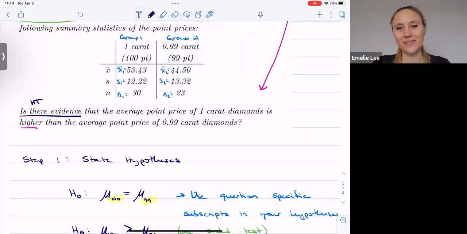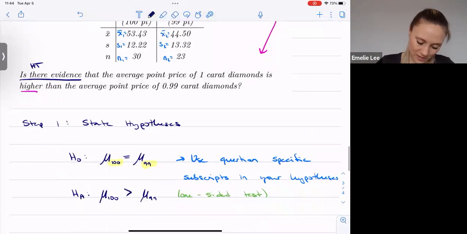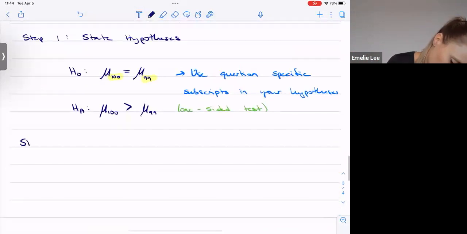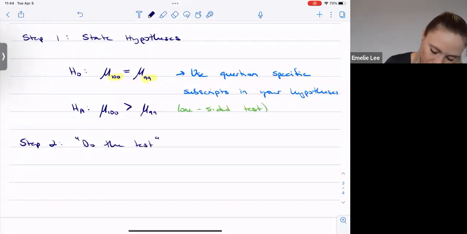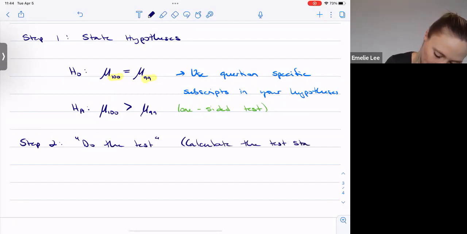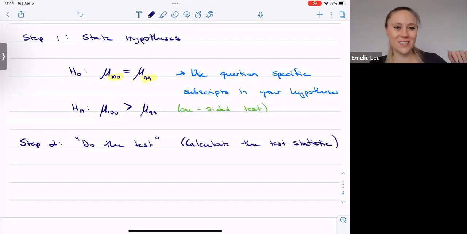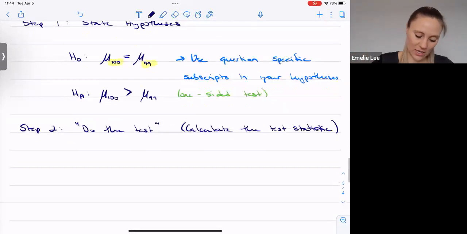So next step, step 2, is to do the test, which I'll clarify here really means calculate the test statistic. But that's kind of boring. So I call it do the test, do the do. Okay.